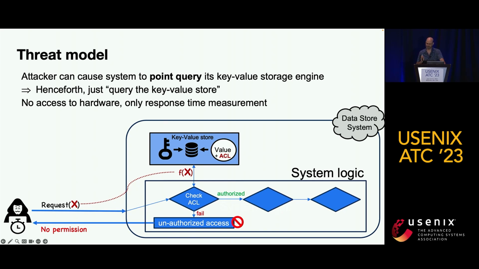Our threat model is an unprivileged attacker that can send requests to the system and can only measure the response time. The attacker cannot compromise the system in any other way. We assume that the attacker can craft requests that make the system perform specific point queries on the key-value store. For simplicity, we refer to this as querying the key-value store.